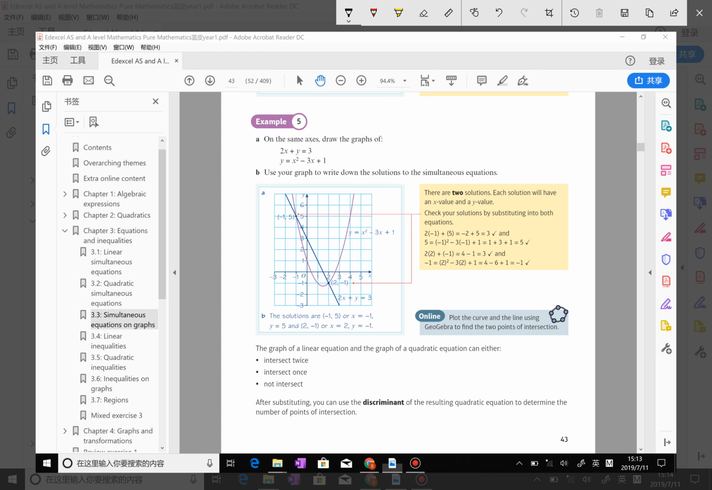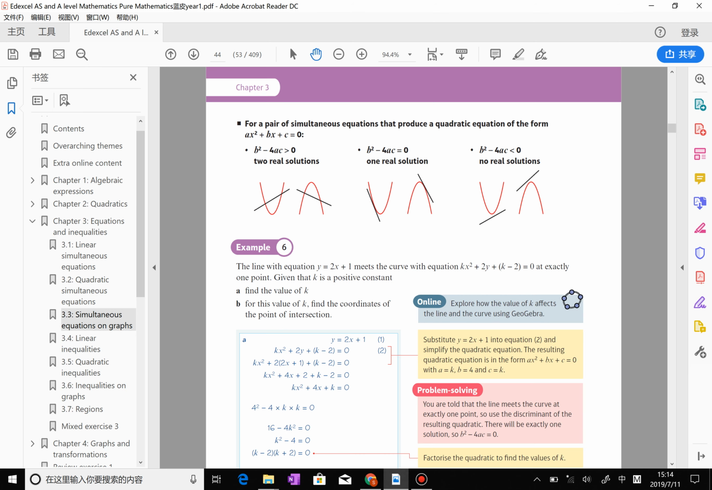So how do we determine whether there are going to be 1, 2, or 0 intersection points? We're going to use the discriminant again. This is what we learned in chapter 2. So how do we use this? Okay, we have a linear equation and a quadratic equation. We could substitute y from the linear equation into the quadratic equation, so that we have a quadratic equation left.